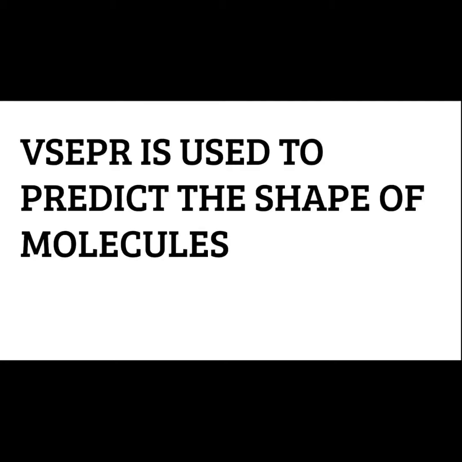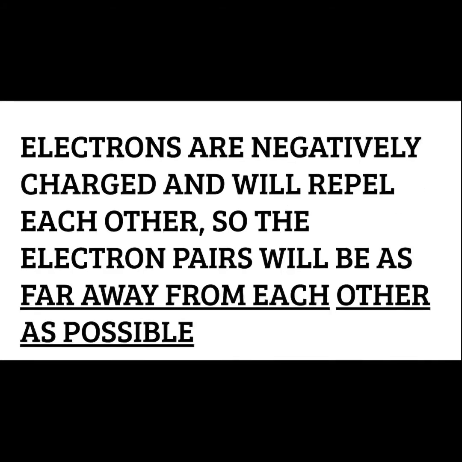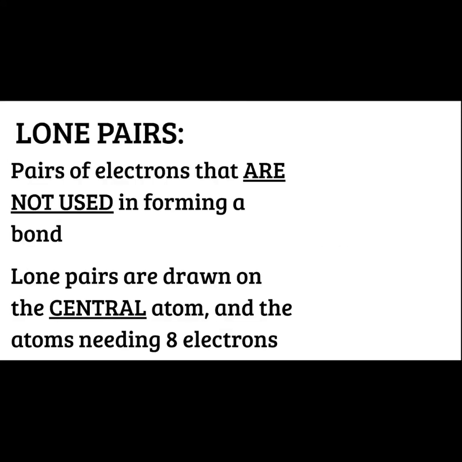This is a continuation of the Unit 5 notes. Today we're talking about VSEPR theory. VSEPR is used to predict the shape or the geometry of different molecules. So remember that electrons are negatively charged and will repel each other. The electron pairs will be as far away from each other as possible. So this repulsion of the electrons is what forms the different shapes of molecules.